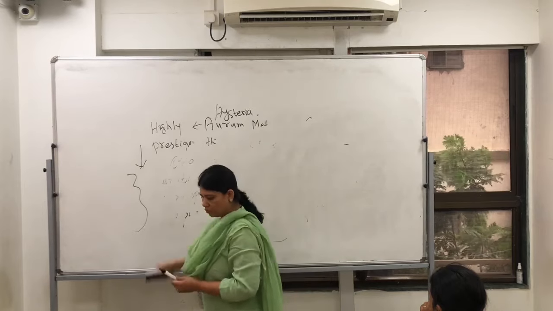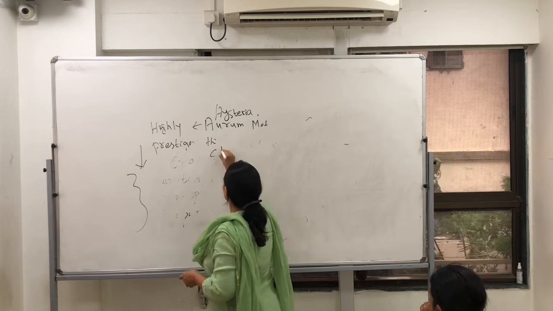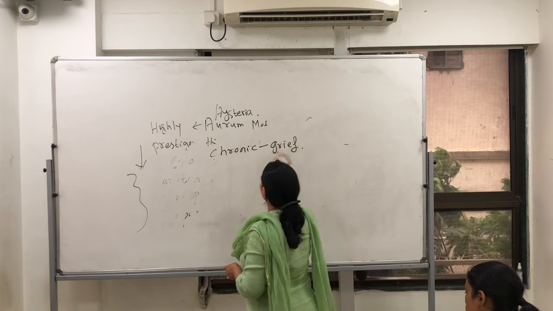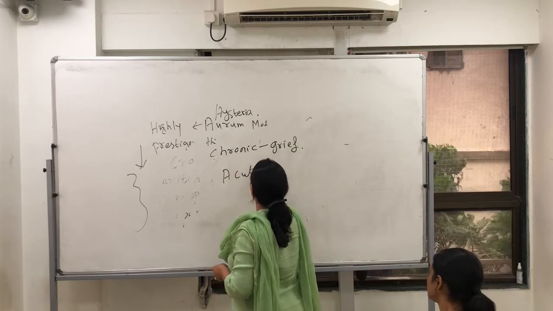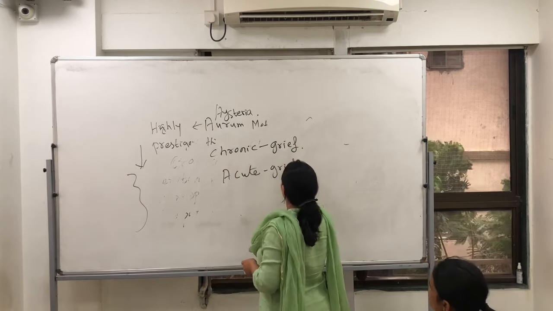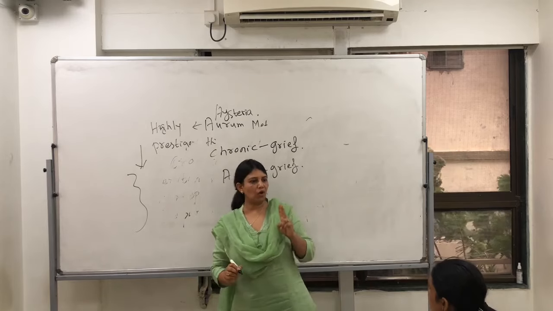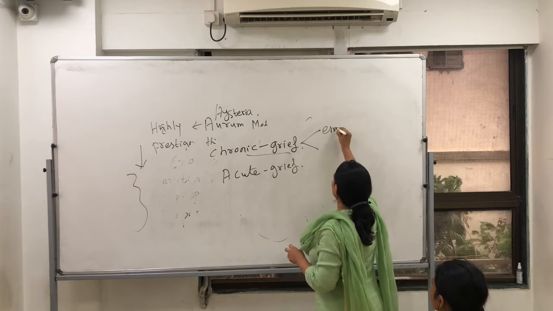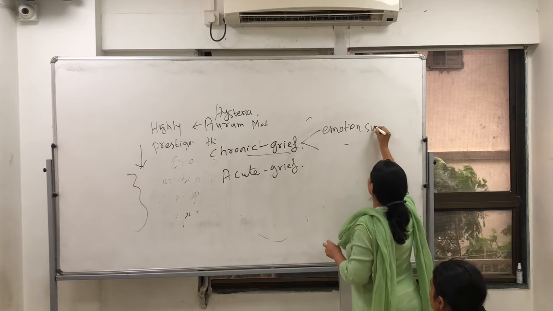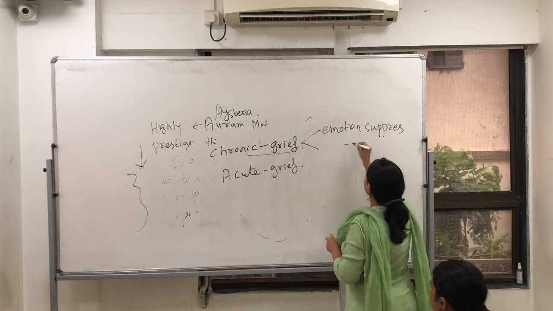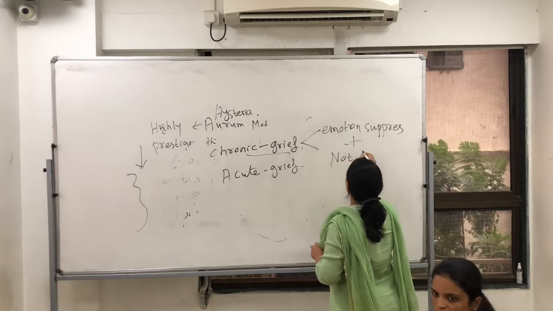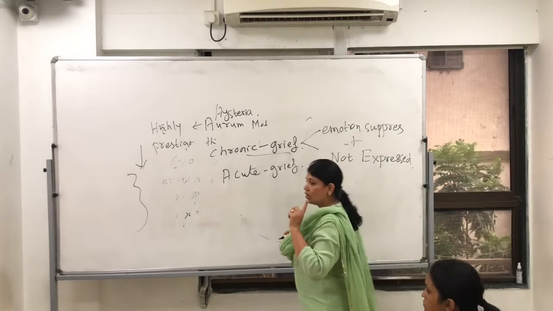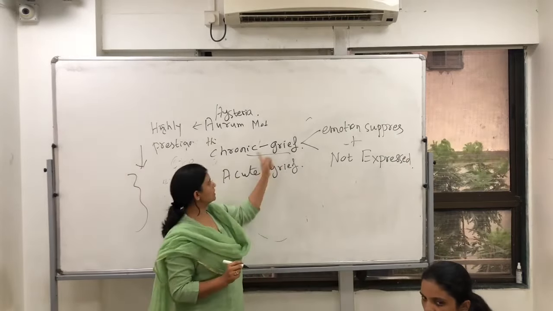Now, as I explained, chronic stress. According to homeopathic science, chronic grief and acute grief are very important. Now the difference between chronic grief and acute grief: in chronic grief, emotions are always suppressed and not expressed. That is known as chronic grief.